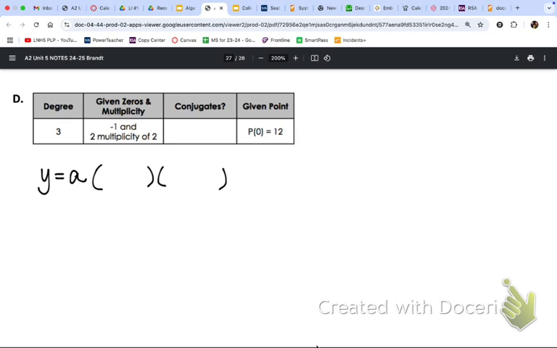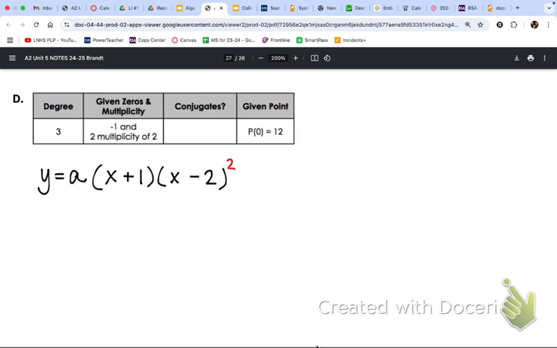-1 comes from what parentheses? x plus 1. And then 2 comes from -2, but then it has a multiplicity of 2. And that checks out because you add up the exponents here. 1 plus 2 is 3. There's my degree of 3, okay?